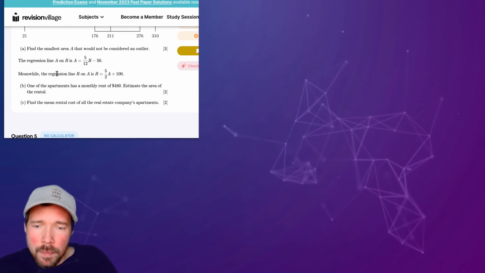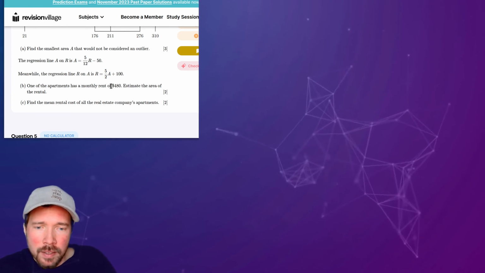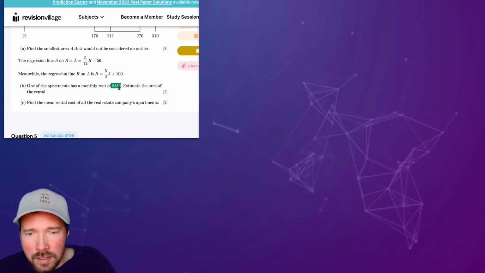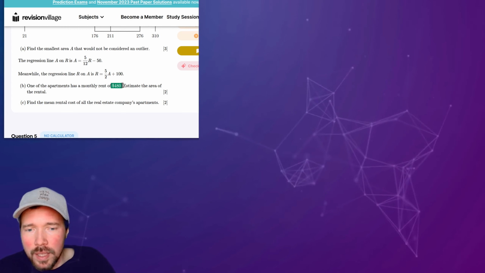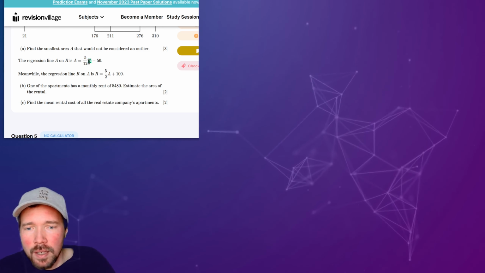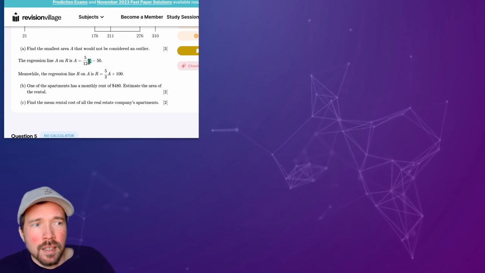One of the apartments has a monthly rent of 480. Estimate the area of the rental. When we estimate the area from the price, you plug in the rent here.